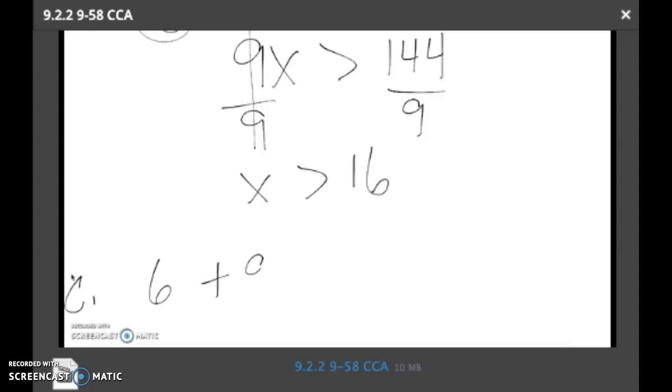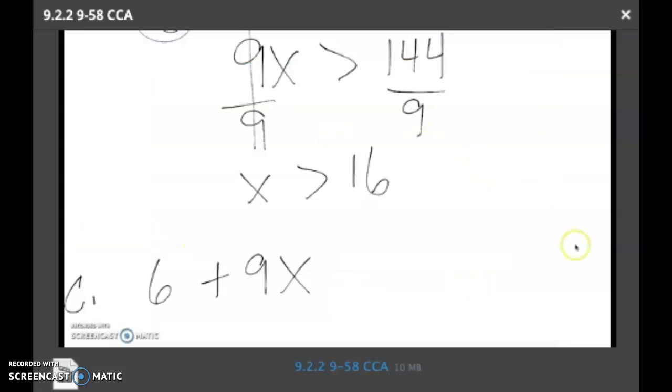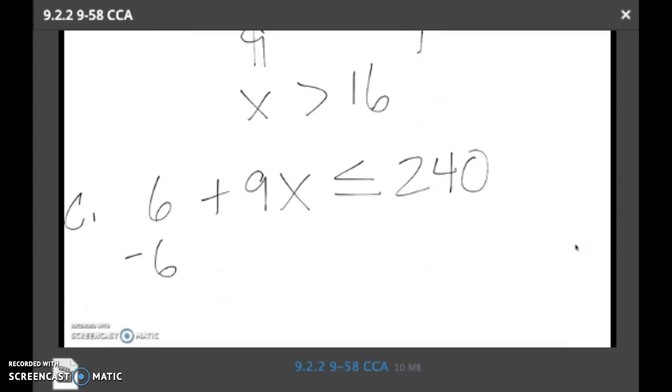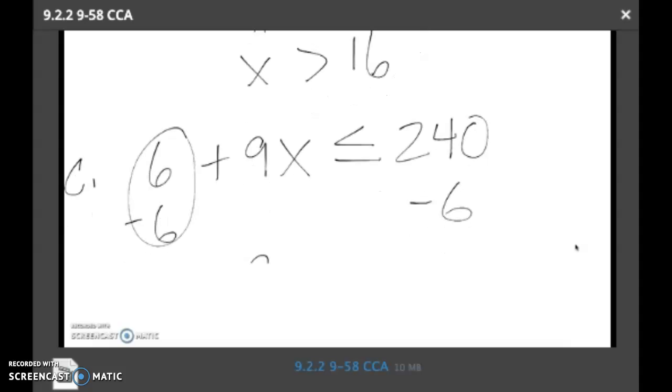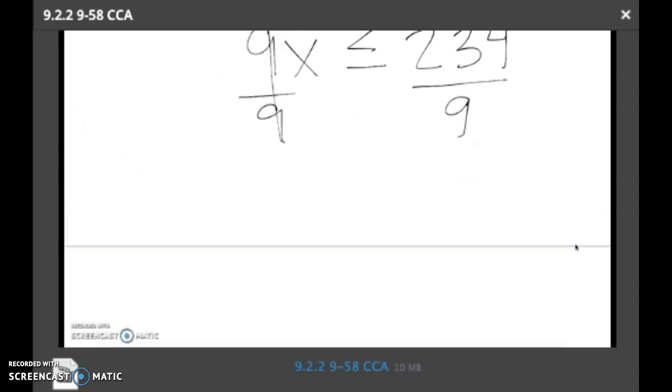This is part C. But now we know that they can be no more than 240 centimeters tall. So they can be equal to 240 or they can be less than 240, but they can't be any more than that. So that'll be our inequality: 6 plus 9x is less than or equal to 240. And now we're going to solve for x. So we get 9x is less than or equal to 234. And then we're going to divide both sides by 9, and we'll end up getting that x is less than or equal to 26.